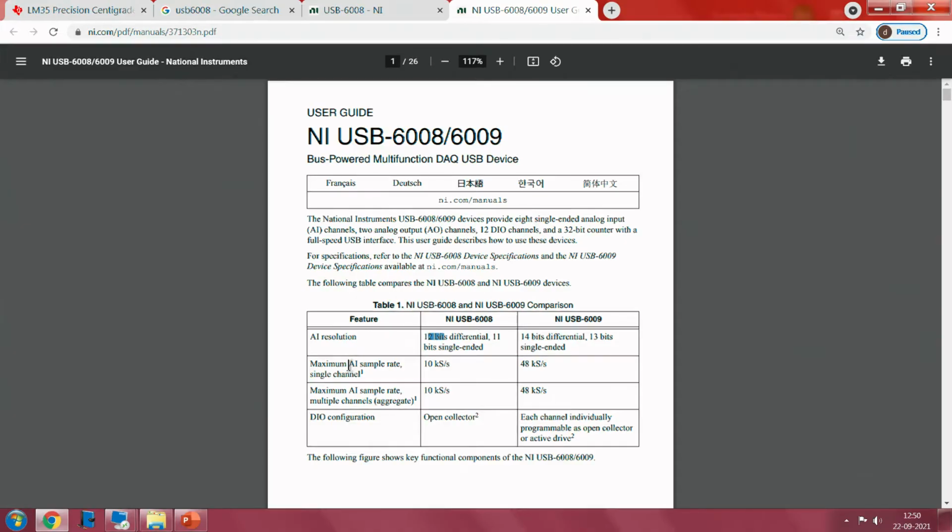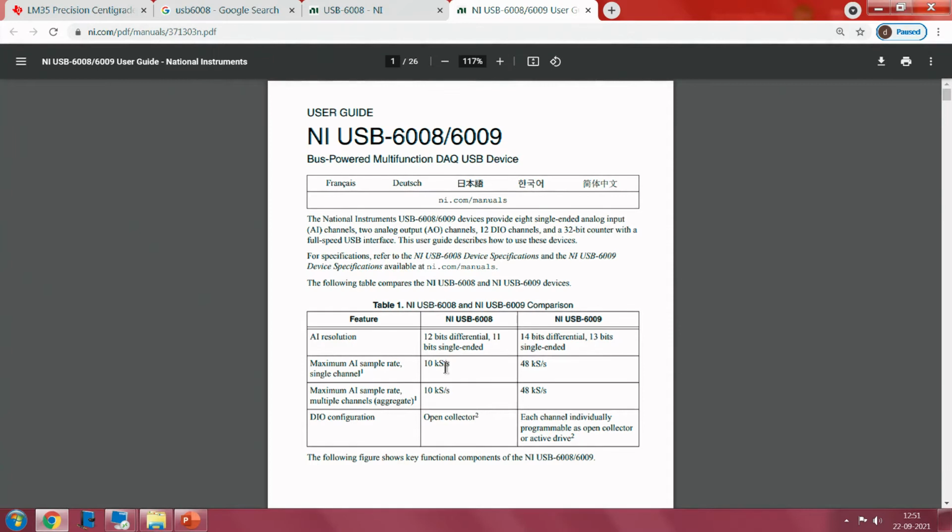Since in this case it's a 12-bit resolution, the total number of levels into which the reference voltage will be divided is 2 power n minus 1, where n is the number of bits. So it is 2 power 12 minus 1, right. Another thing is the sampling rate, the maximum sampling rate per channel, which is 10 kilo samples per second. So it cannot measure more than 10,000 samples per second.